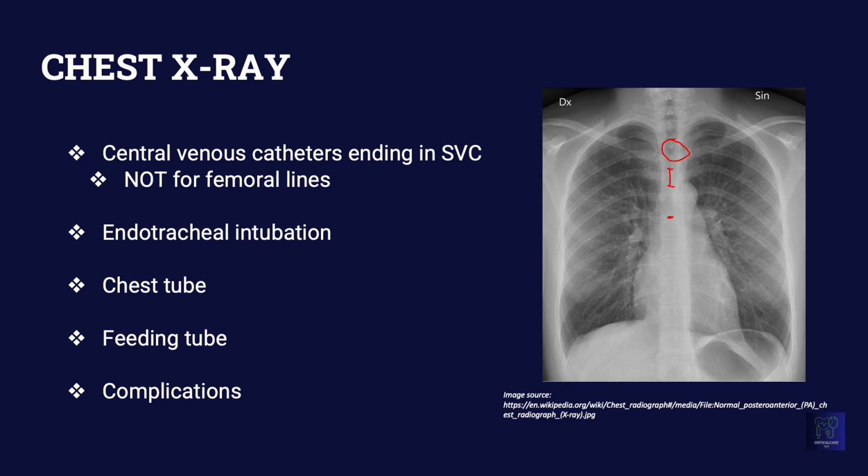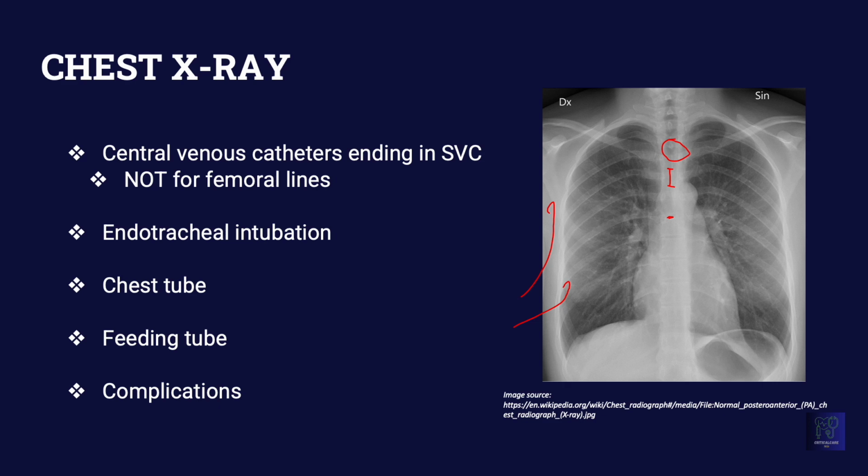Chest tube verification can also be done with a chest x-ray. Let's say the chest tube was placed for right pneumothorax. Then we need to make sure that the tip of the chest tube is ending inside the thorax. Sometimes you'll see that the chest tube is ending just in the subcutaneous space. So obviously in that case, we'll have to repeat the procedure.